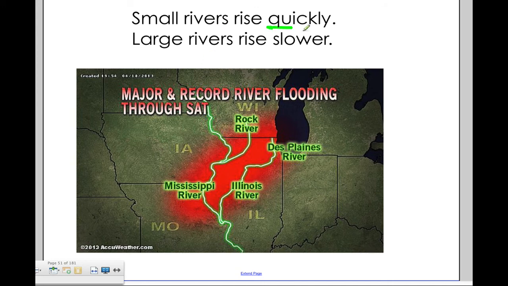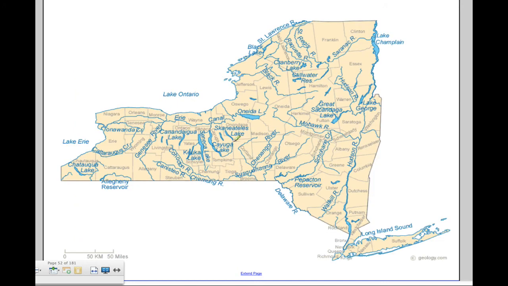So small rivers rise quickly, large rivers rise slowly, and the flooding also goes away slower. So when you're dealing with big rivers, like the Mississippi or the Illinois River, hundreds of miles long, that flooding may last for days. In this case, this map is from the summer, and it's through Saturday. So they're talking about flooding for days at a time. In little creeks, they rise and fall quicker.